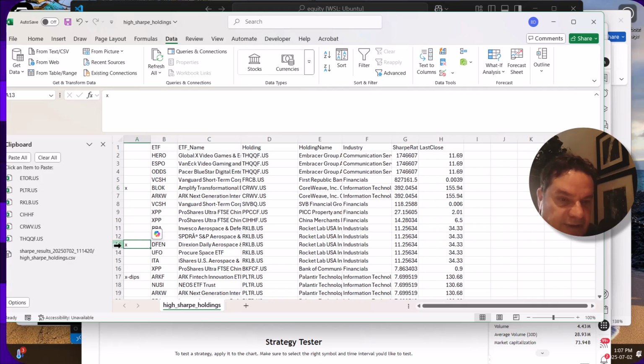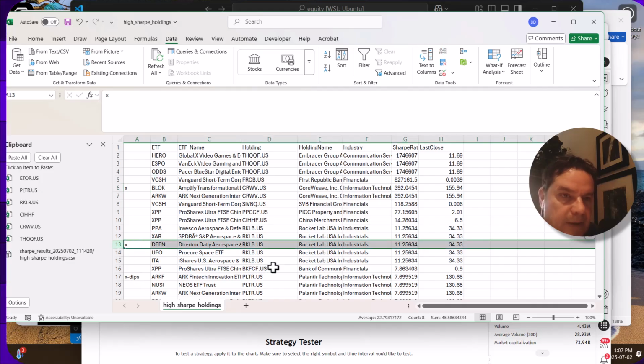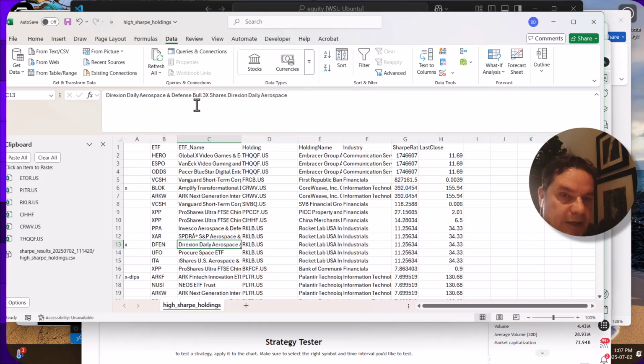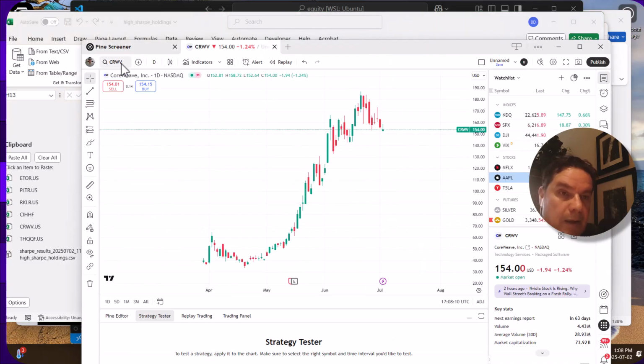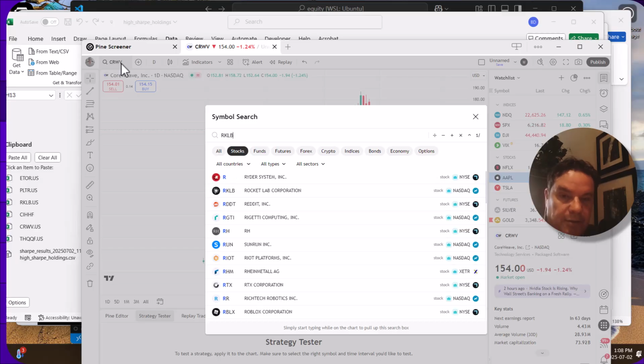Okay, so the next one we have is a company called Rocket Labs. Now, I'm sure you know about Elon Musk and SpaceX, the problems they're having. So people are looking for alternative aerospace companies. You can see here, aerospace and defense full 3 times from direct Leon provider on that ETF. Here is the good thing. The Sharpe ratio is at 11, but the stock is still fairly cheap. So this is RKLB. So let's check out their chart.